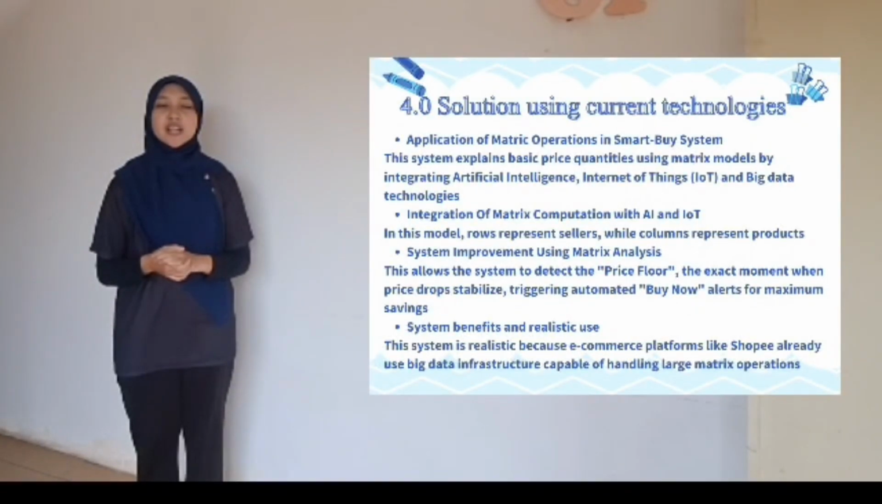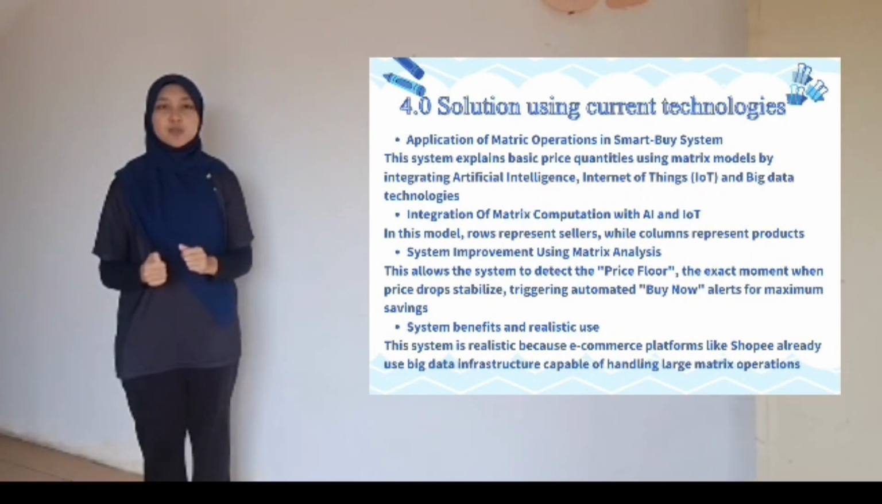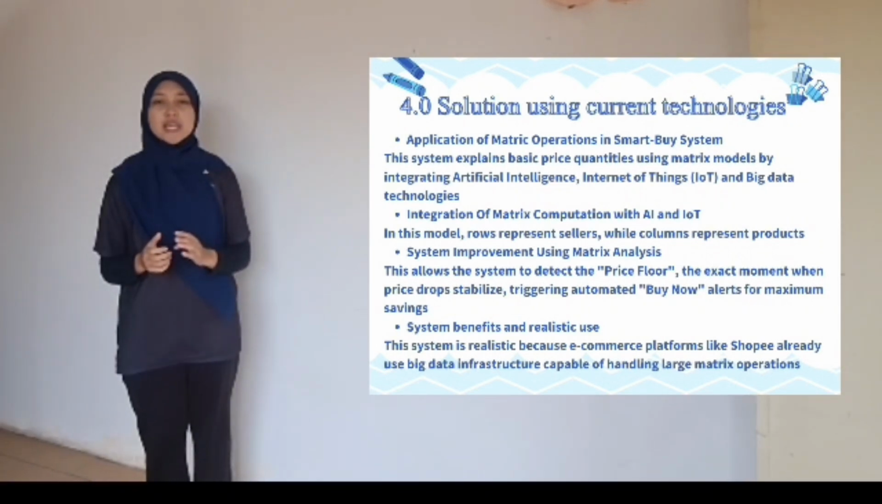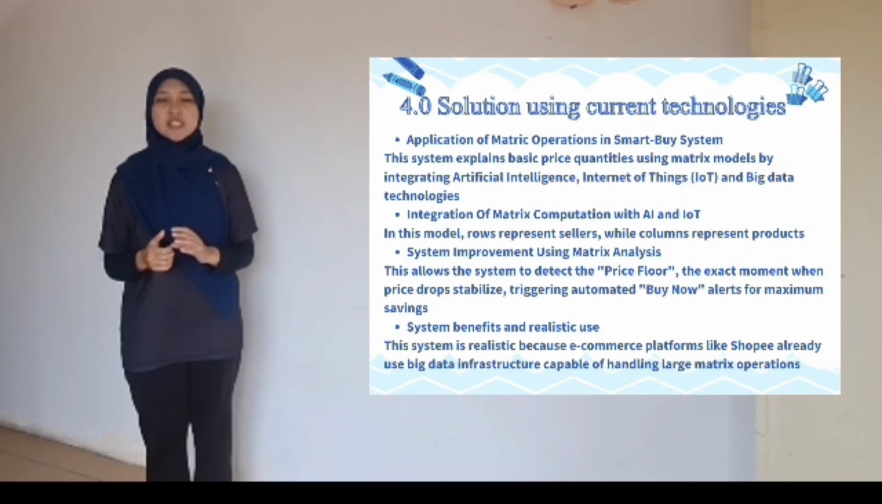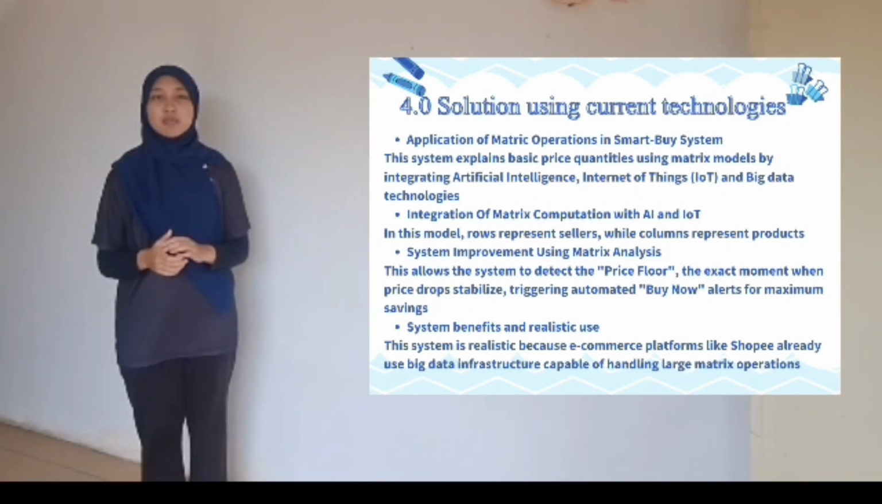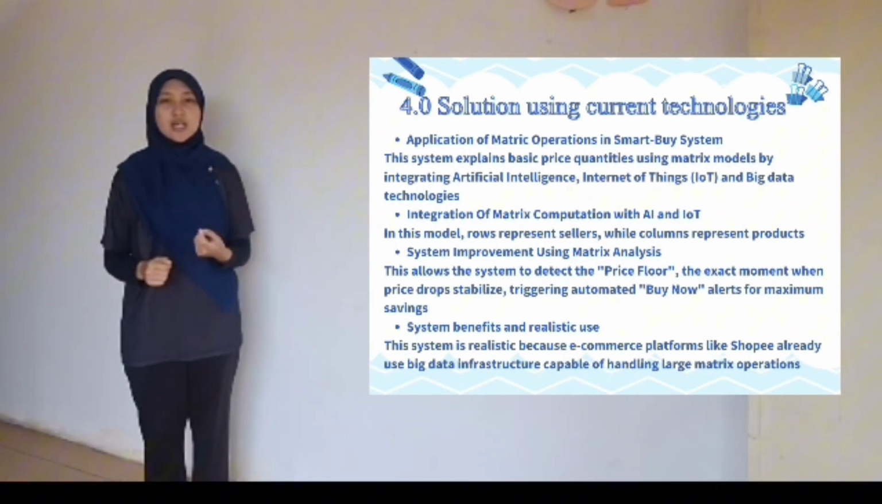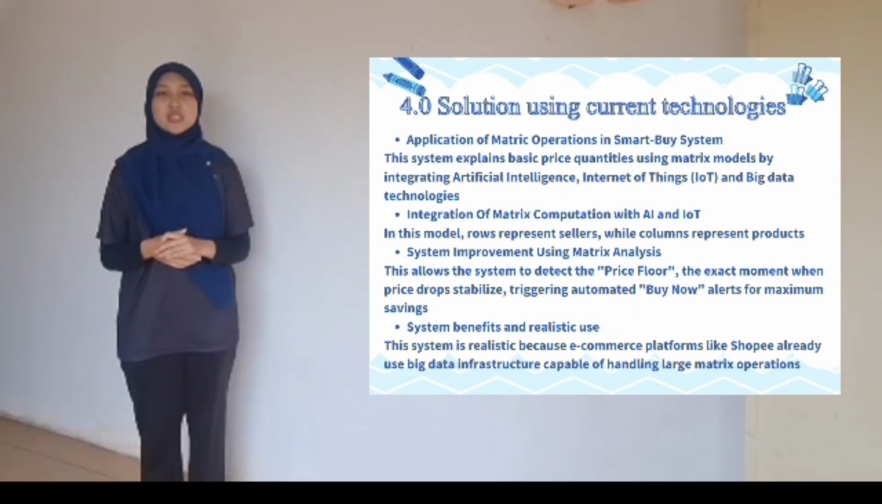4.0 Solution using current technologies. For this section, I will explain how matrix operations are applied in an e-commerce platform such as Shopee through the Smart Buy system. This system uses matrix models to represent price and quantity data, and enhances them using artificial intelligence, Internet of Things, and big data.